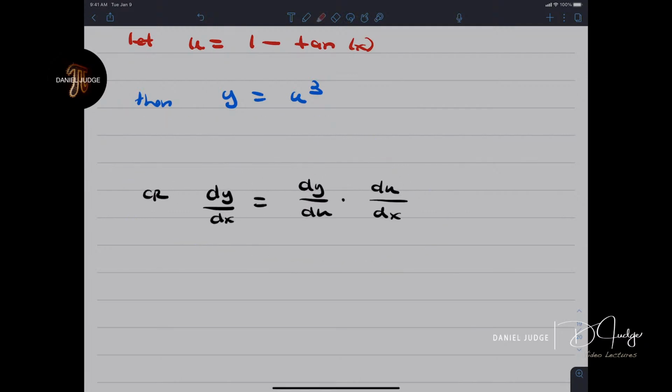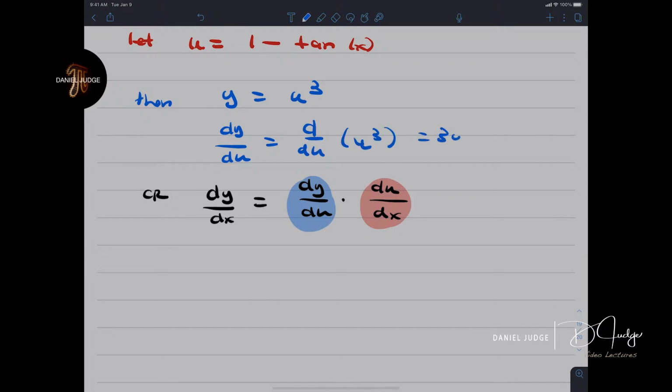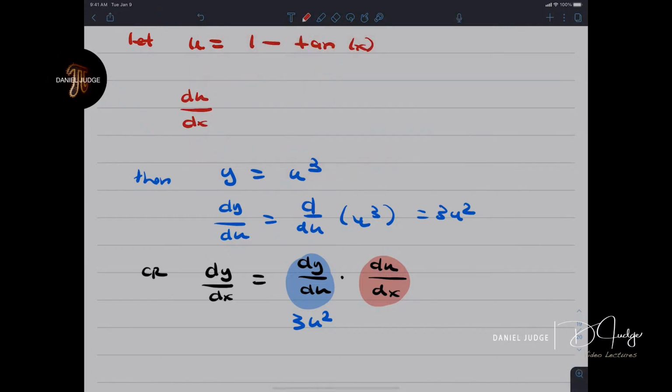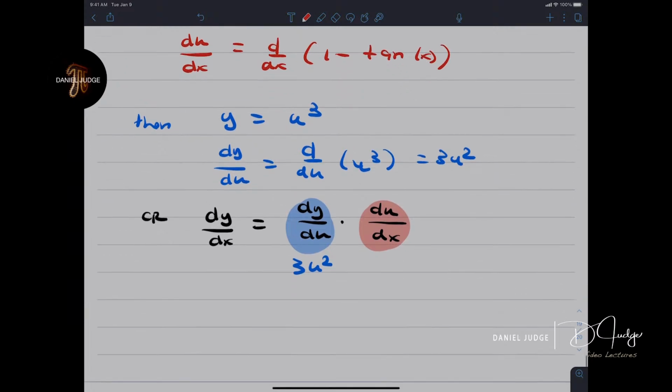Chain rule. dy du, du dx. So dy du is d du of u to the third, which is 3u squared. And we need now du dx, which is d dx of 1 minus tangent.